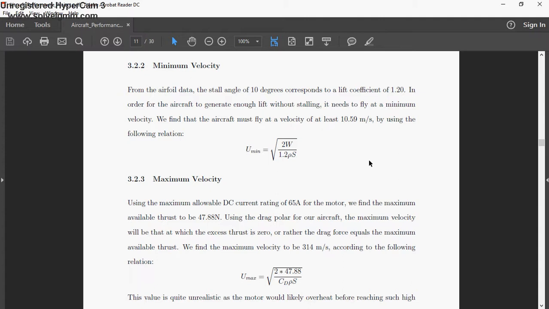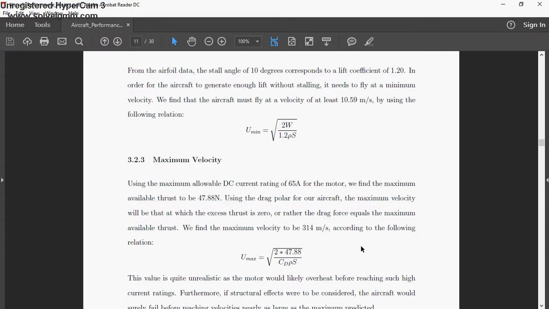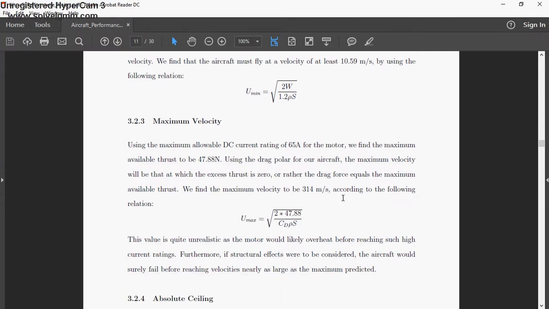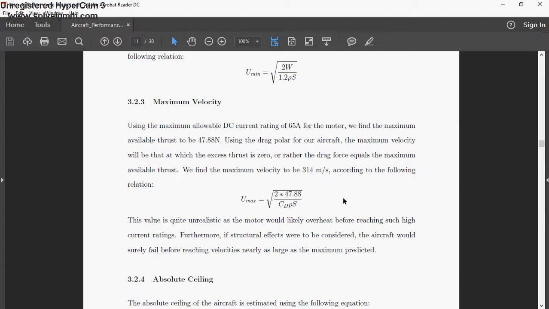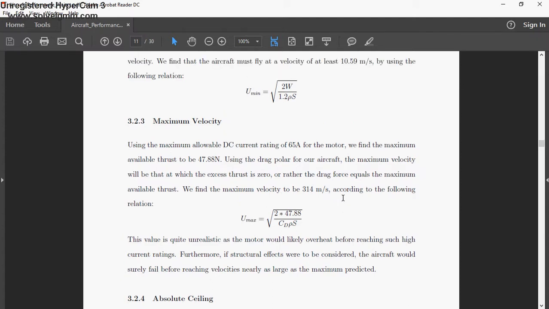For the maximum velocity, we used eCalc to find the DC current rating of 65 amps for our motor. Then we found the maximum available thrust to be the corresponding thrust at this current rating. Using the drag polar of our aircraft, we found the maximum velocity using the equation on screen by subbing in the drag value of 47.88 newtons, such that there is no excess thrust available.